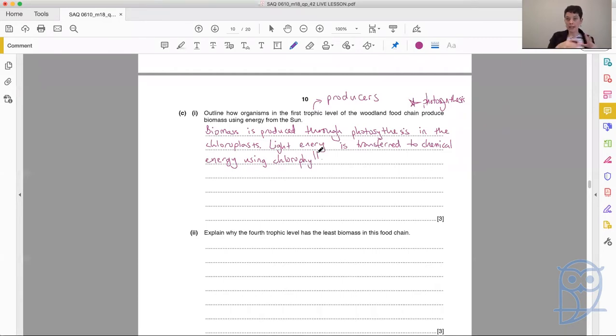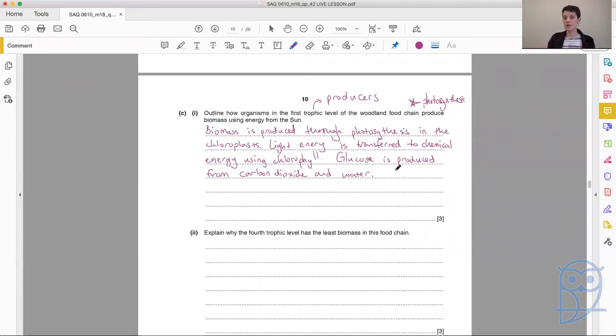So we've got light energy to chemical energy, but this is not just about energy, it's about biomass. So what is produced? Glucose is produced from what? From carbon dioxide and water. So it's the same as working through that equation for photosynthesis. It's just we're describing it in this case instead of giving all of our chemical formulas.